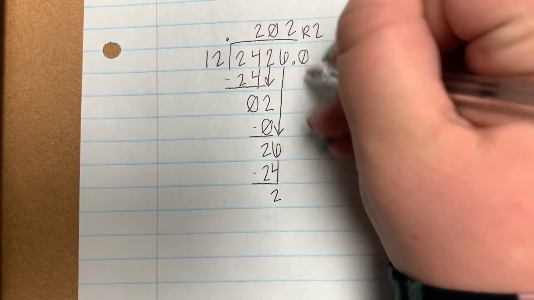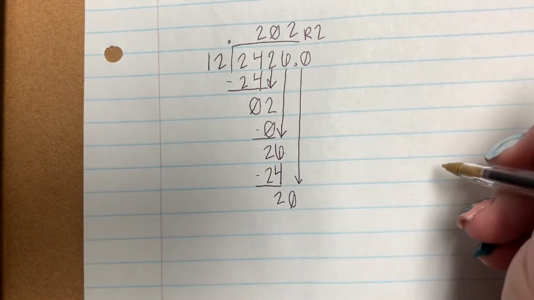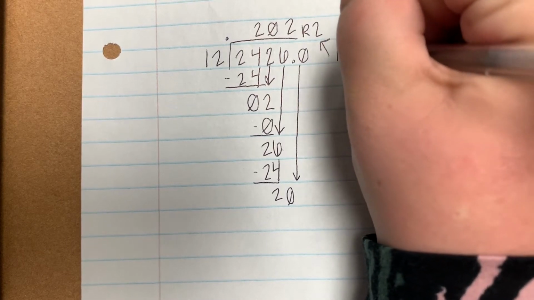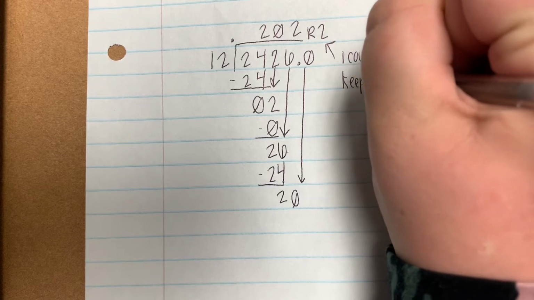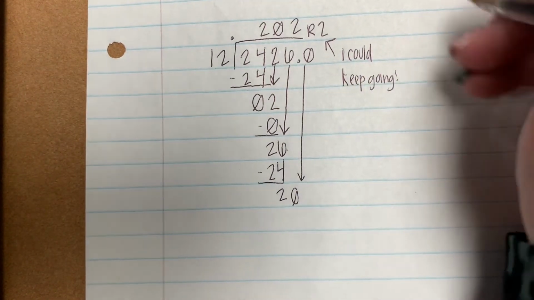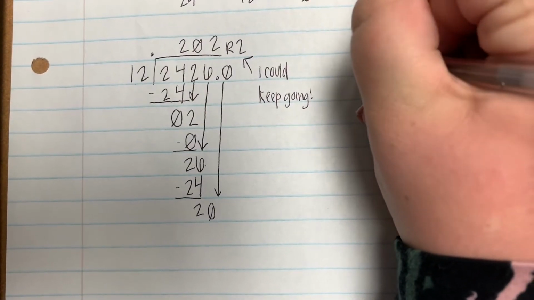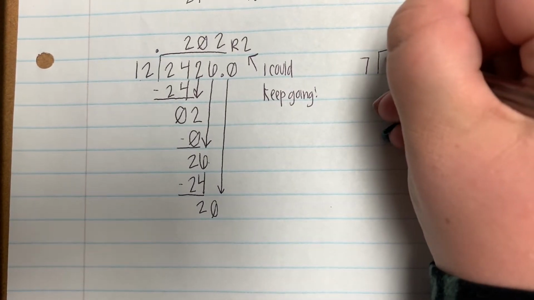If you notice, I could add a decimal and keep going, and then ask, how many times does 12 go into 20? It goes in there once. Subtract to get an 8, bring down a 0. You could do it that way. I could also write this as 202 and 2 twelfths. That's another way you could write this. Kind of the beauty of math is that we get the same answer. It might look different, but they're all equivalent.